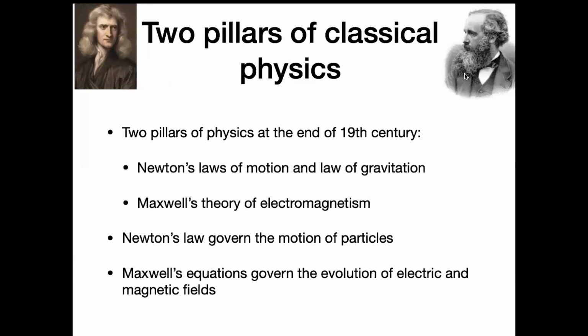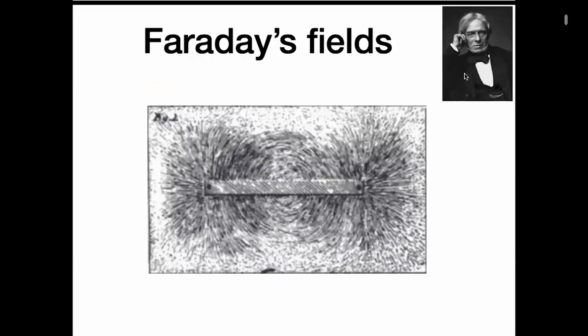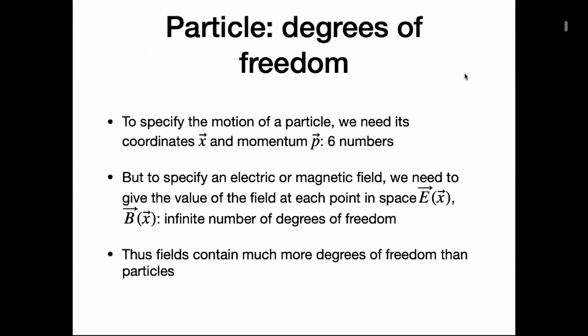A Maxwell equation, on the other hand, governs the evolution of the electric and magnetic field. So these two parts of classical physics look quite different from each other. So here's the picture of the field lines. I think this picture was made by Faraday himself by using iron filings. So the fields live in the whole space.